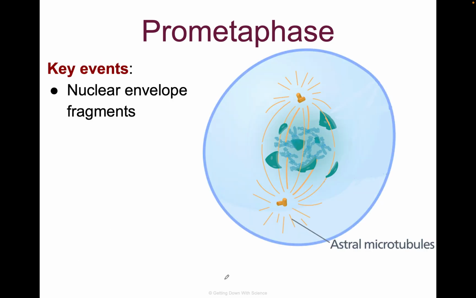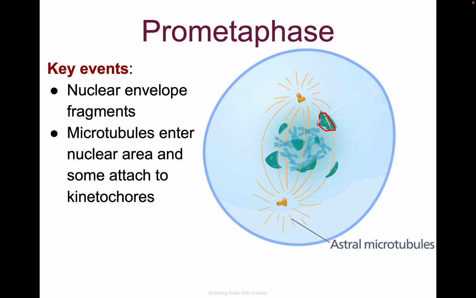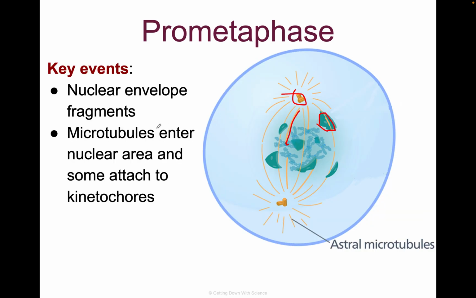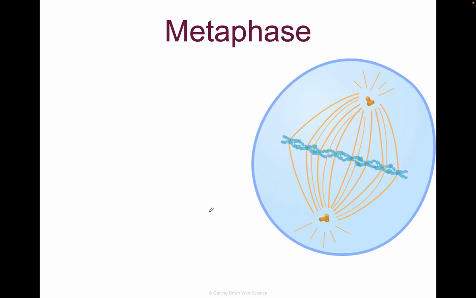Prometaphase, key events that happen. The nuclear envelope fragments, right? So we got no more nuclear envelope. It breaks apart. Microtubules from the centrosomes appear and attach onto those kinetochores, those regions on the chromosomes, on the sister chromatids. And that's it. That's what happens in prometaphase. 2 key events.